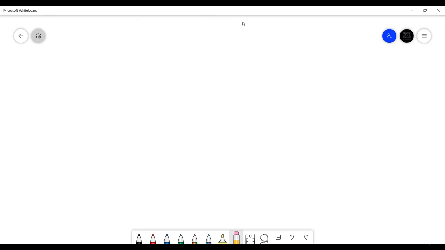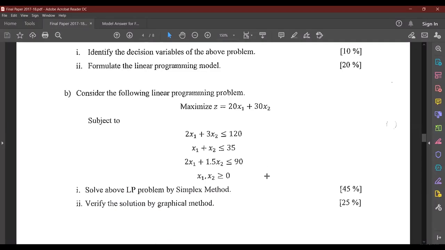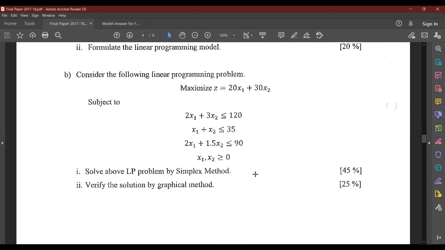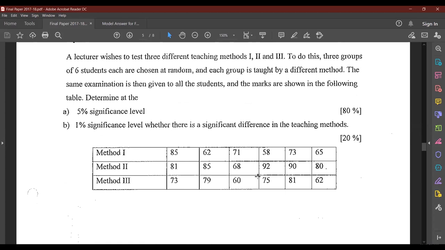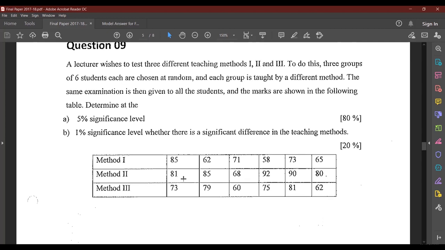So the last question, question number 9. You can handle this with the help of the calculator. There are a few data: method 1, method 2, method 3. A lecturer wishes to test three different teaching methods on three groups of six students. Each is chosen at random and each group is taught by a different method. The same examination is then given to all students. The marks are shown in the following table. Determine at the 5% and 1% significance levels whether there is a significant difference in teaching methods.